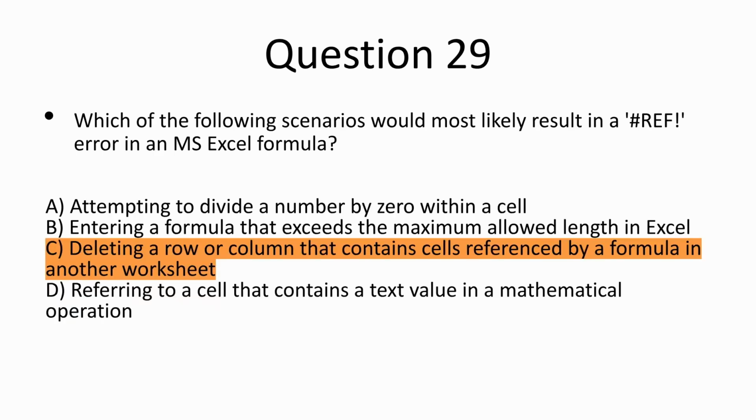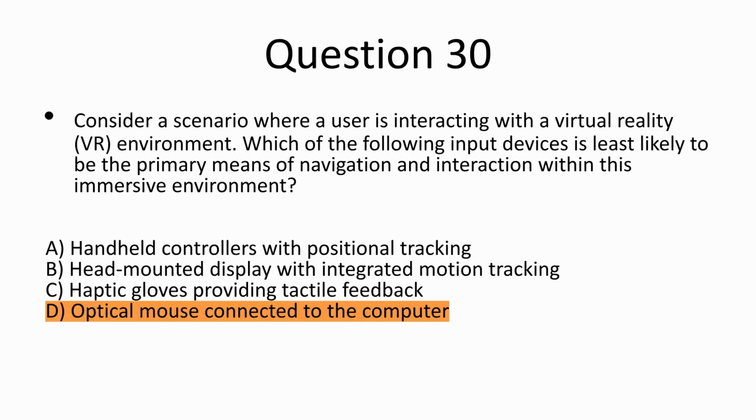Question 29. Which scenario most likely results in a hash ref error in an MS Excel formula? C. Deleting a row or column that contains cells referenced by a formula. Question 30. Which input device is least likely to be the primary means of navigation and interaction in a VR environment? The correct answer is D. Optical mouse connected to the computer.